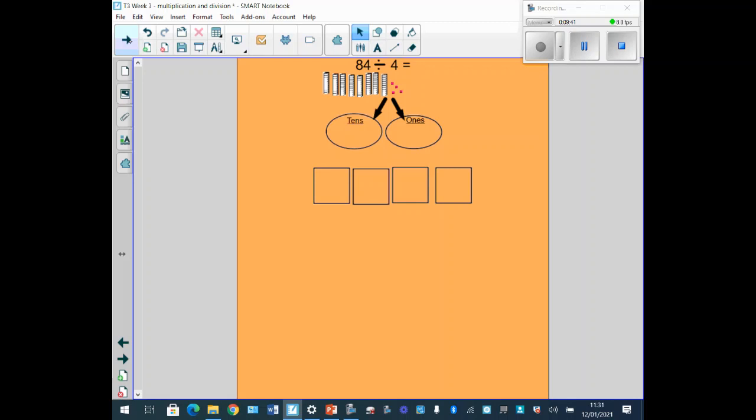Okay, next question. Pause the video here. See if you can do the same. Can you divide 84 into 4 equal groups? Pause the video. Let's see how you get on.